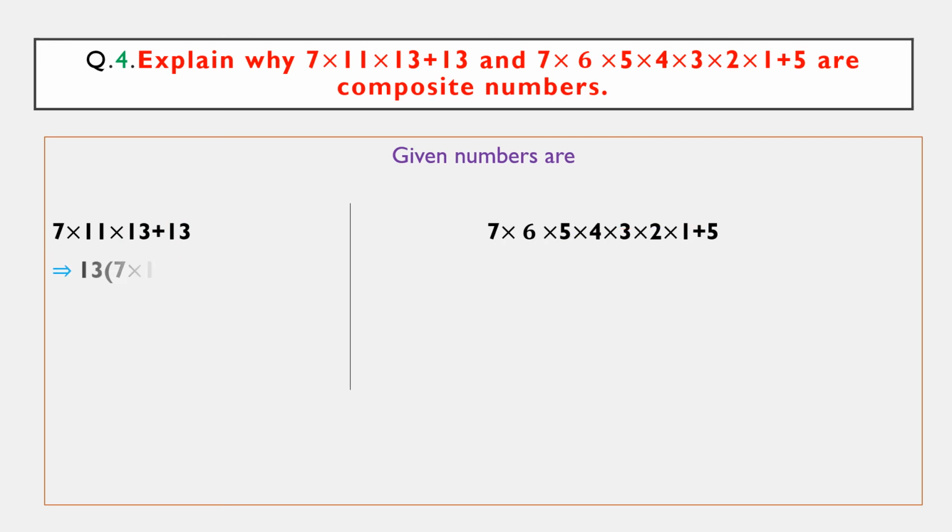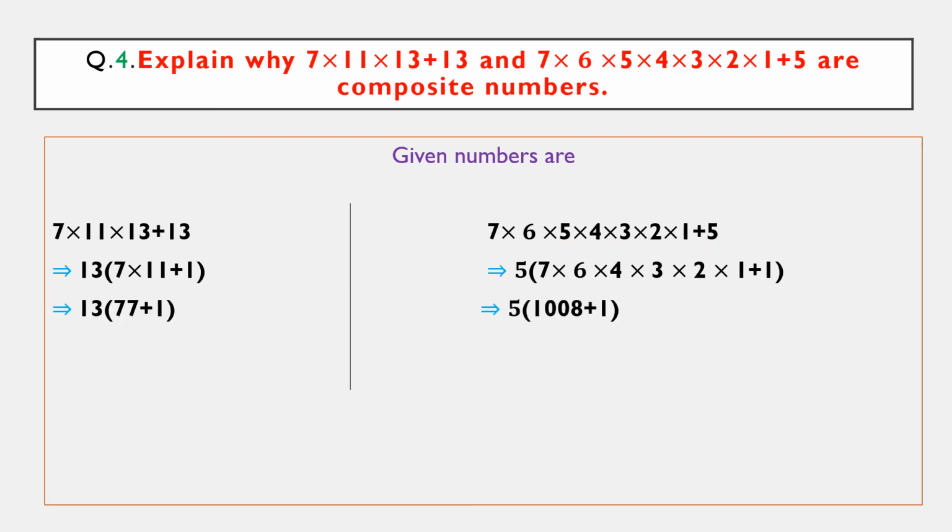So your next step, here also similar for this one. Here you have 5 and here 5, here plus is there. Whenever there are different terms, then only you should take common if there is any common number. When you take 5 common, 7 into 6 into 4 into 3 into 2 into 1 plus 5 goes 5 times, so I wrote 1 here. So your next step will be, here 13 I took common, 7 into 11 is 77, plus 1. Here 5 into, if you multiply all these numbers, you'll get 1008 and plus 1.